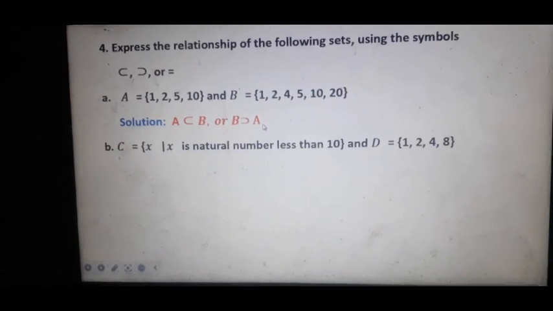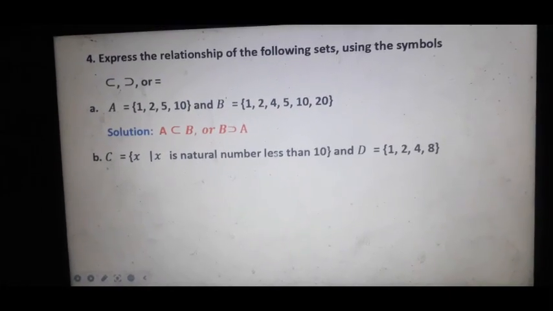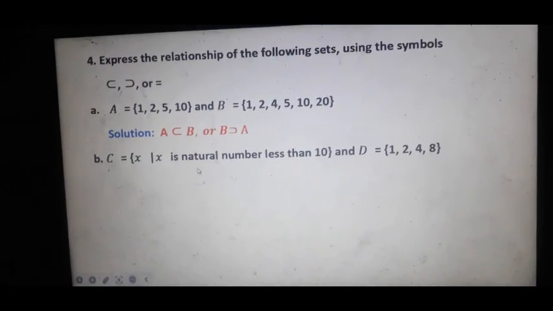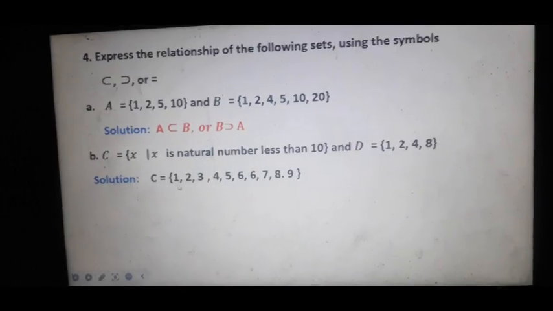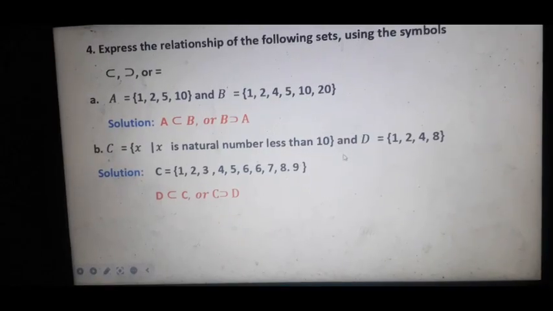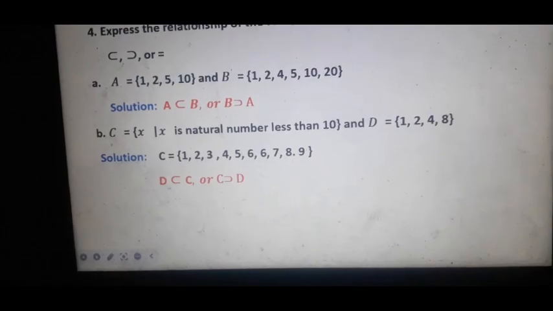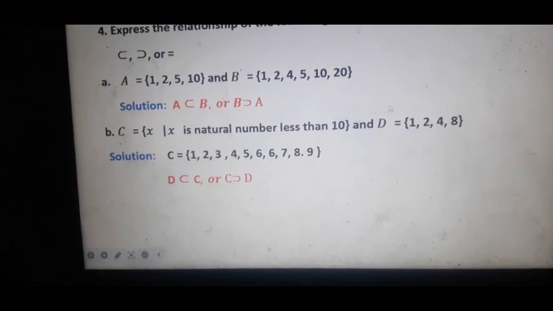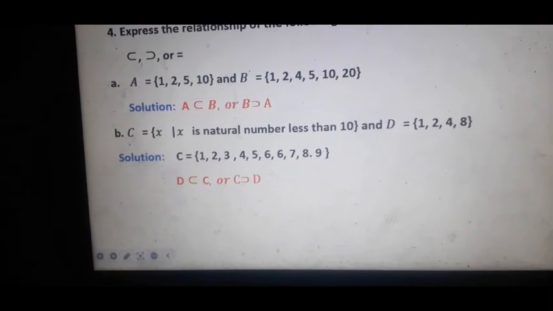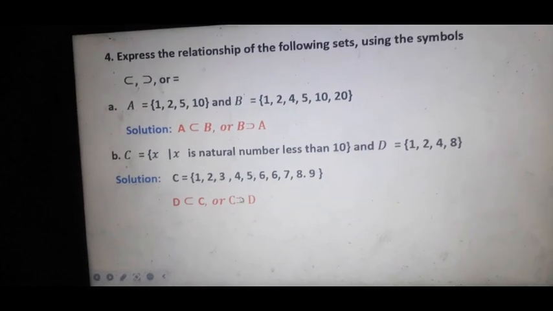X is a natural number less than 10. D is {1, 2, 4, 8}. Natural numbers less than 10 means 1, 2, 3 up to 9.